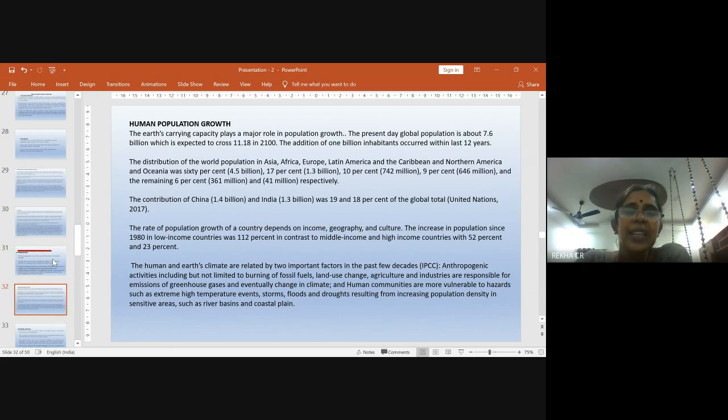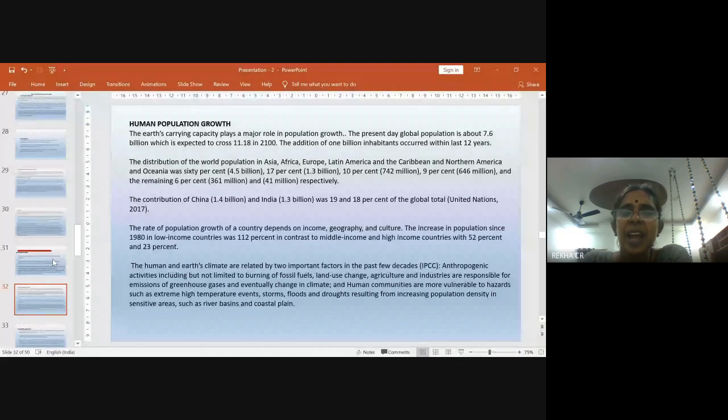So the Earth has a certain capacity to carry the living organisms. The carrying capacity plays a major role in population growth. The global population is about 7.6 billion, which is expected to cross 11.18 billion in 2100. The addition of 1 billion inhabitants occurred within the last 12 years.